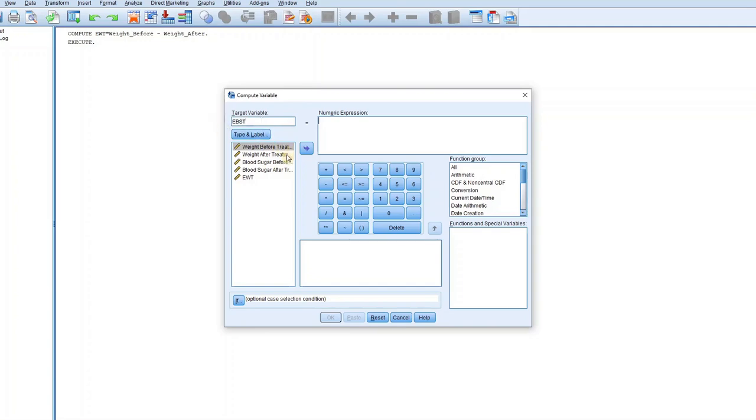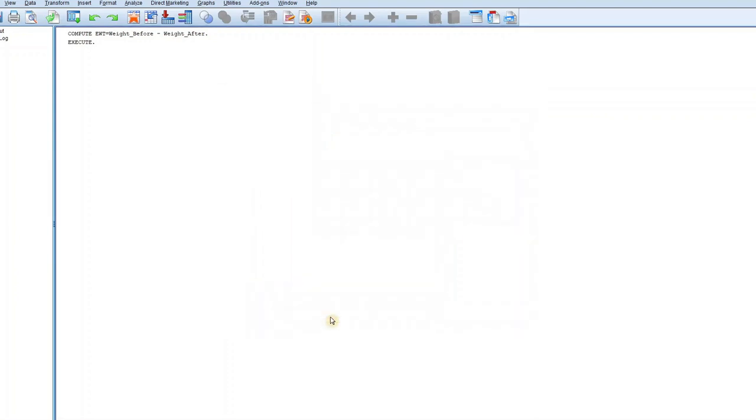Then, from the box on the left, move the blood sugar before treatment to the numeric expression box on the right. Click on the minus sign and then move the blood sugar after treatment to the numeric expression box, just after the minus sign. This means we are now subtracting the blood sugar of the patients after treatment from the blood sugar of the patients before treatment. Now, click OK for the SPSS system to process the equation and produce the output in the data view window as a new variable in your dataset.